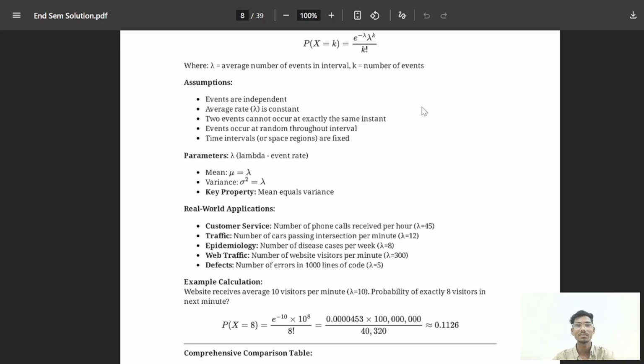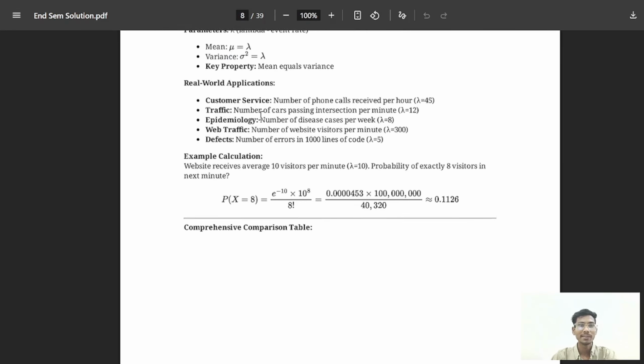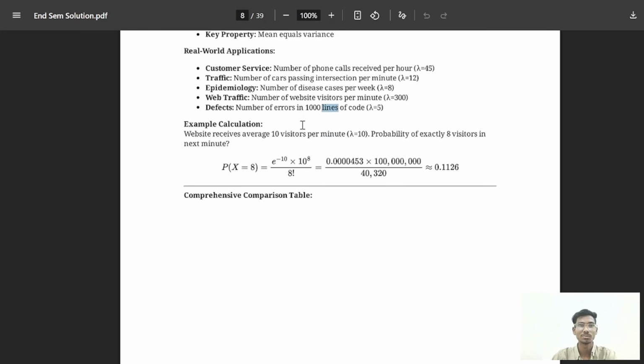Events occur at random throughout interval. Time intervals or space regions are fixed. Parameters are lambda, which is event rate. Mean, mu equal to lambda, variance sigma square equal to lambda. Key property, mean equals variance. Here we can see mu equal to sigma square equal to lambda. Okay. Real world applications, customer service, traffic, epidemiology, web traffic, defects, finding defects. We can find this through Poisson's distribution.